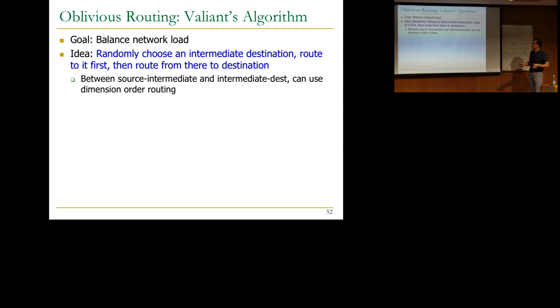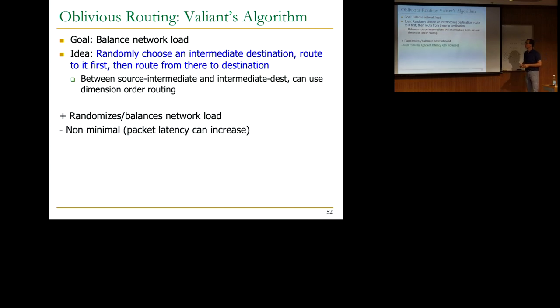It's a randomized algorithm. If you're sending a packet from this place to this place, you don't directly send a packet with some routing algorithm. You randomly choose an intermediate node first. You first send it to that node, and then go from that node to the destination. That's the idea. And between source and intermediate and destination, you could use dimension order routing, for example, to be deadlock free. Or you could use some other routing algorithm. But the nice thing over here is if you randomly choose a node, you're really balancing the load across the network, which is the goal of the algorithm.